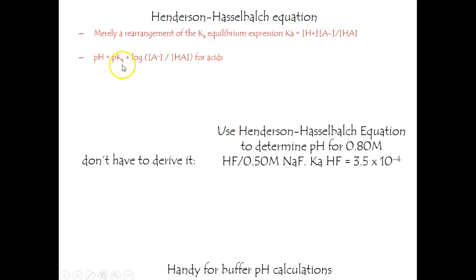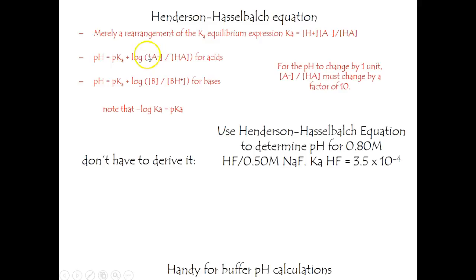Alright, so the pH is the pKa plus the log of A minus divided by HA for acids. There it is for bases. And what is pKa? It's simply the negative log of the Ka. If you look at this carefully, you'll realize that since this is a log-based system, each time this number right here, A minus divided by HA, changes by a factor of 10, the pH will change by 1 unit. That's just a handy thing to know. We're going to solve a problem in a minute, but be aware that you do not have to derive it.